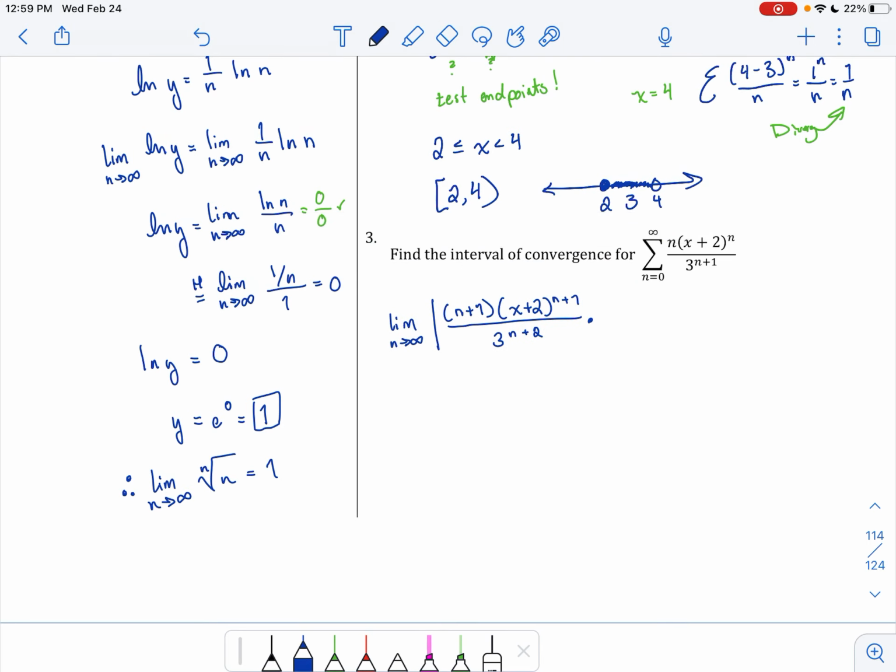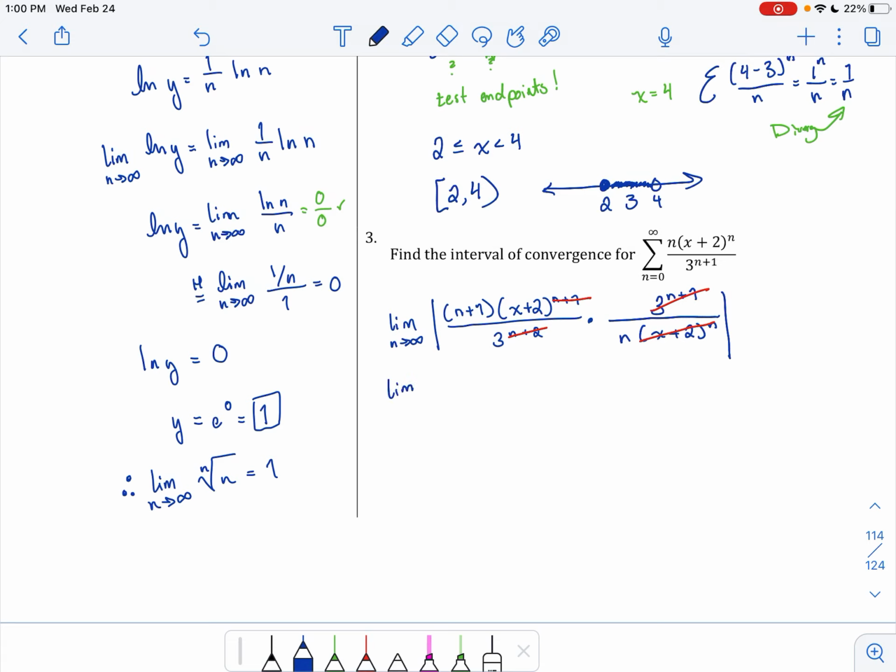I'm going to scoot this down a little bit. Multiplied by the reciprocal, which would be 3 to the n plus 1 under n times x plus 2 to the n. Now with the root test, we were able to cancel out the powers with the root. Here we're going to cancel out on opposite sides of the fraction. So 3 to the n plus 1 cancels out, leaving a 3 in the denominator. Similarly, x plus 2 to the n cancels out here, leaving just an x plus 2 in the numerator. And n plus 1 over n doesn't simplify.